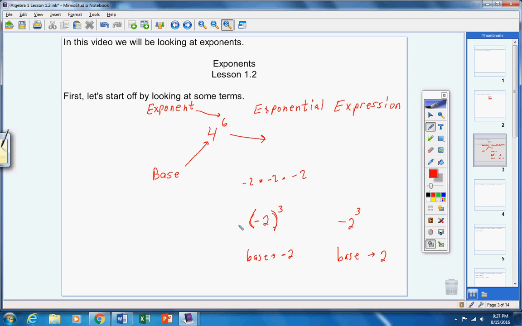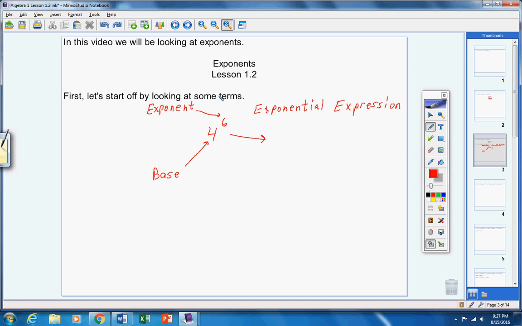So do you see how it's so important to know what the base is? And we'll talk more about this later, but the main thing I want you to grasp right now is this. This is the base, this is the exponent, and this entire expression is called an exponential expression. Okay? Now let's continue on.